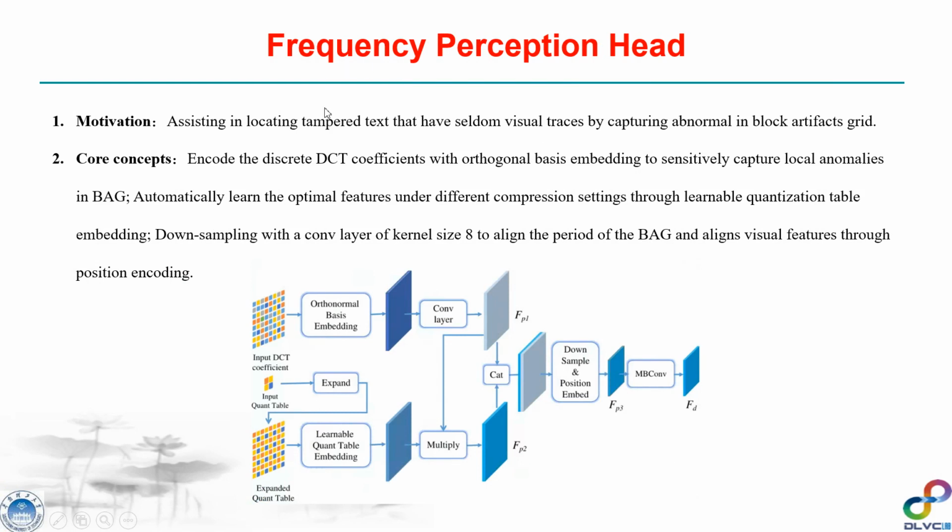Then about the proposed frequency perception head. The motivation is to assist in locating tampered text that has seldom visual traces by capturing abnormalities in the block artifacts grid. The core concepts are: encode the discrete DCT coefficients with orthogonal basis embedding to sensitively capture local anomalies in the BAG, automatically learn the optimal features under different compression settings through learnable quantization table embedding, downsample with a convolutional layer of kernel size 8 to align the period of the BAG, and align visual features through position encoding.